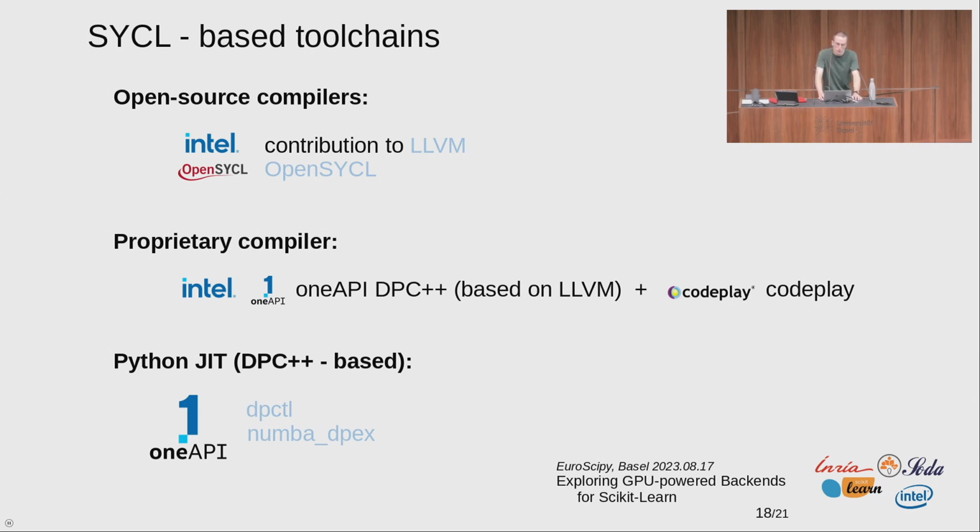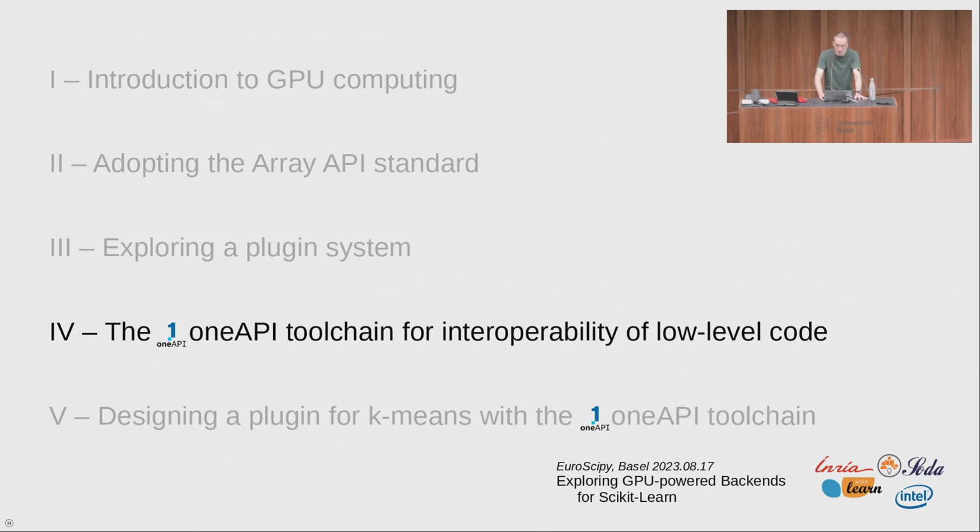On top of that, we use more specifically a Python toolchain called numba-dpex, which is a just-in-time compiler. So we write code in Python and it's going to compile at use time into code that can be run on GPU, a bit like numba.cuda.